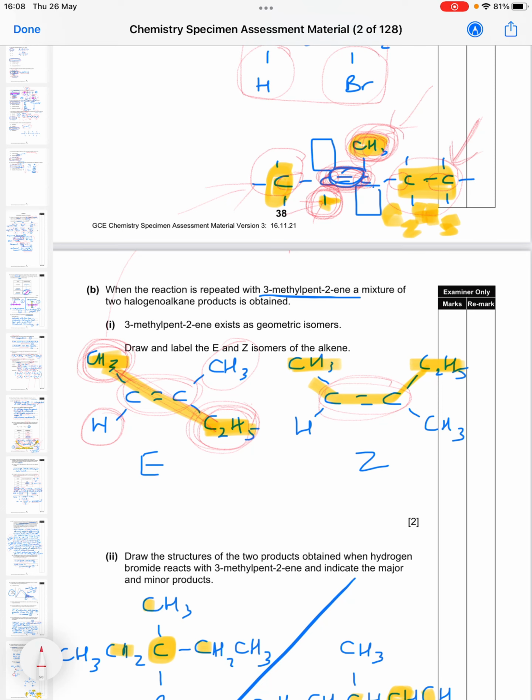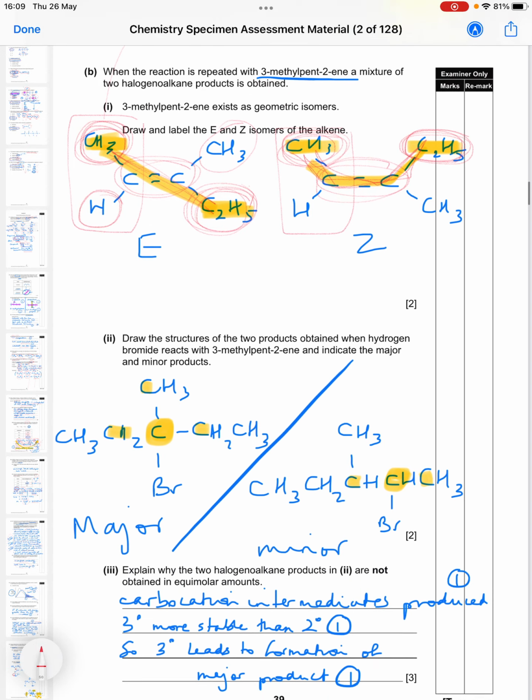And then in the other one, the methyl group is still at the top. I've kept the left-hand side exactly the same on both molecules, and the ethyl group is at the top instead. So you see they're both on the same side, so that is Z. And E is German for, well, it's the word entgegen, which means opposite, and Z is zusammen, which means the same.